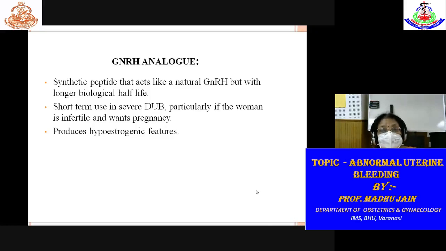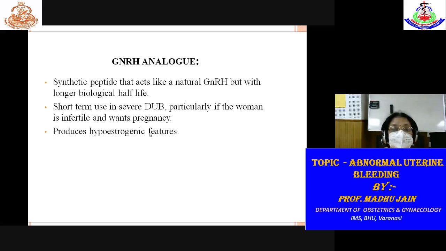The fourth drug is the GnRH analog. Usually it is a costly drug, so it is given only in those cases where the patient is not responding to the drugs I have already mentioned. The second disadvantage is that it causes suppression of GnRH, so it causes a decrease or absence of estrogen and progesterone.